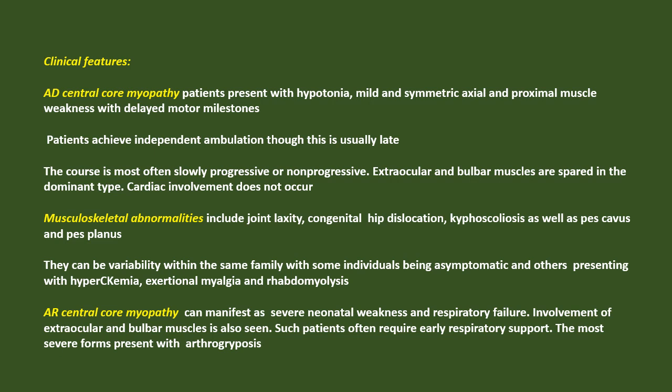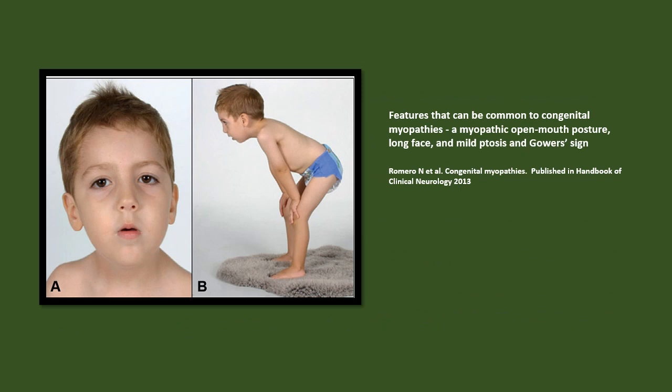Involvement of extraocular and bulbar muscles is also seen. Such patients often require early respiratory support. The most severe forms present with arthrogryposis. This figure shows features that can be common to congenital myopathies: a myopathic open mouth posture, a long face, and mild ptosis, as well as a Gowers sign on the right.